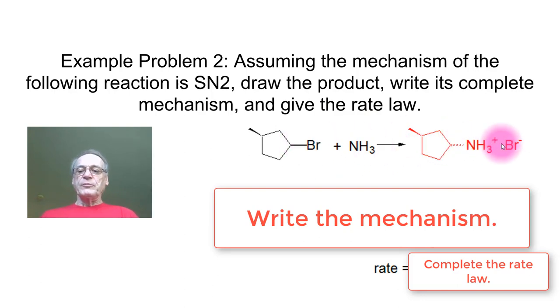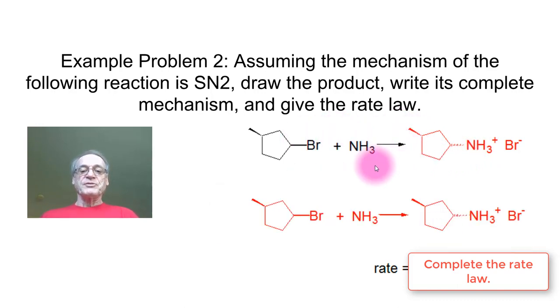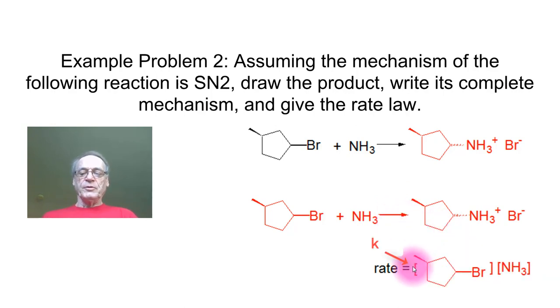And of course, Br minus would then be the counterion for that, and you should write that in as a byproduct since this is a balanced equation. Here's the mechanism. Boom. Same as the overall reaction. It's just a one-step mechanism, and that's easy as long as you don't have to draw curved arrows. And then what about the rate law? Well, the rate is equal to k, there should be a k in there, times the concentration of the alkyl halide times the concentration of the ammonia. So again, both substances are in the rate law.